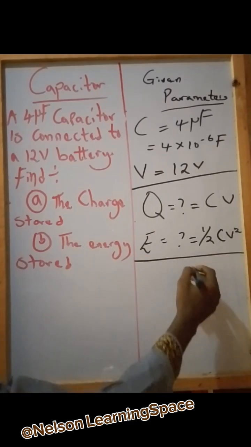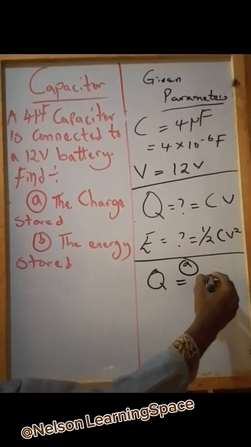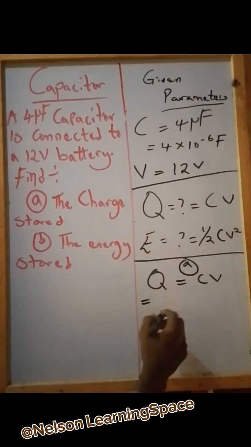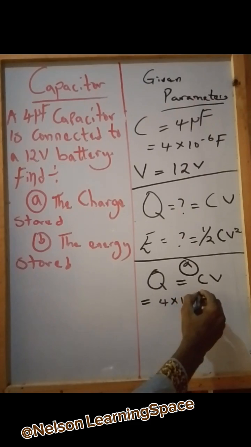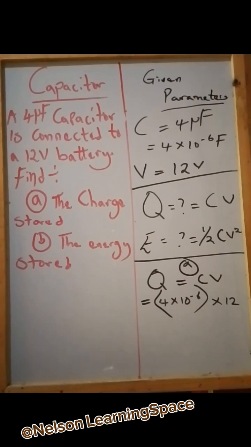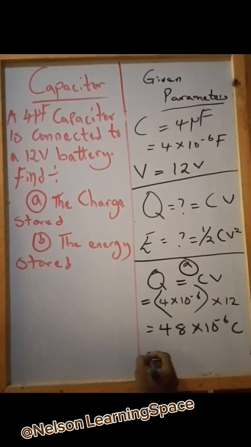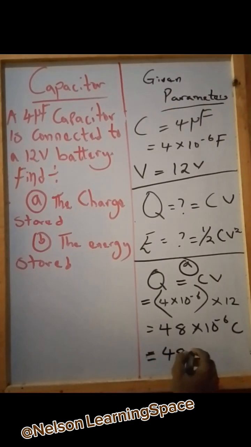So let's solve the first one, which is Q, once again, equals what? CV. What's our C? Our C is 4 times 10 raised to the power minus 6. There was V, 12. Multiply by 12. And then let's bring it together. That will be equal to what? That's 48 times 10 raised to the power minus 6. The answer can be this, which is coulombs, or can be 48 microcoulombs. Whichever one you leave it is correct. Tada! We're done with A.